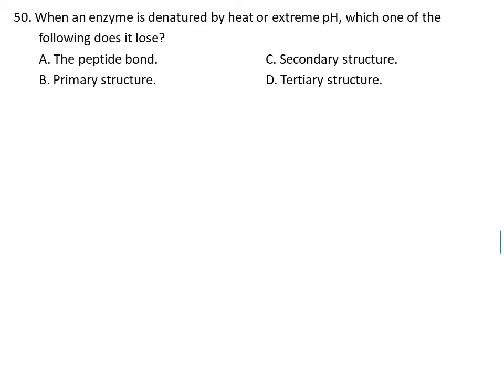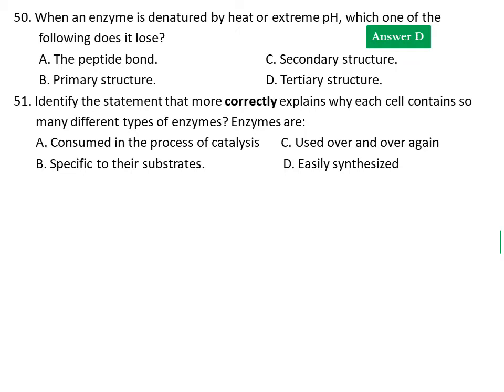Question number 50. When an enzyme is denatured by heat or extreme pH, which of the following does it lose? A. The peptide bond. B. Primary structure. C. Secondary structure. D. Tertiary structure. So the answer should be D. Tertiary structure. Question number 51. Identify the statement that more correctly explains why each cell contains many different types of enzymes. Enzymes are A. Consumed in the process of catalysis. B. Specific to their substrate. C. Used over and over again. D. Easily synthesized. So the answer should be B. Enzymes are specific to their substrates.